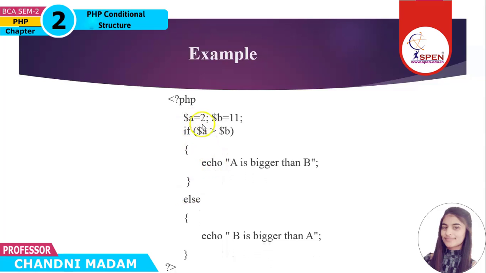Here A is declared as 2, B is declared as 11. If A is greater than B, if this condition is true, then this code is executed. If this condition is false, then it goes to the else part. In the else part, we just print B is bigger than A. In our case, B is bigger than A because A is 2 and B is 11. So the if condition is false, so the else part is executed and the output is B is bigger than A. This is the example, B is bigger than A.